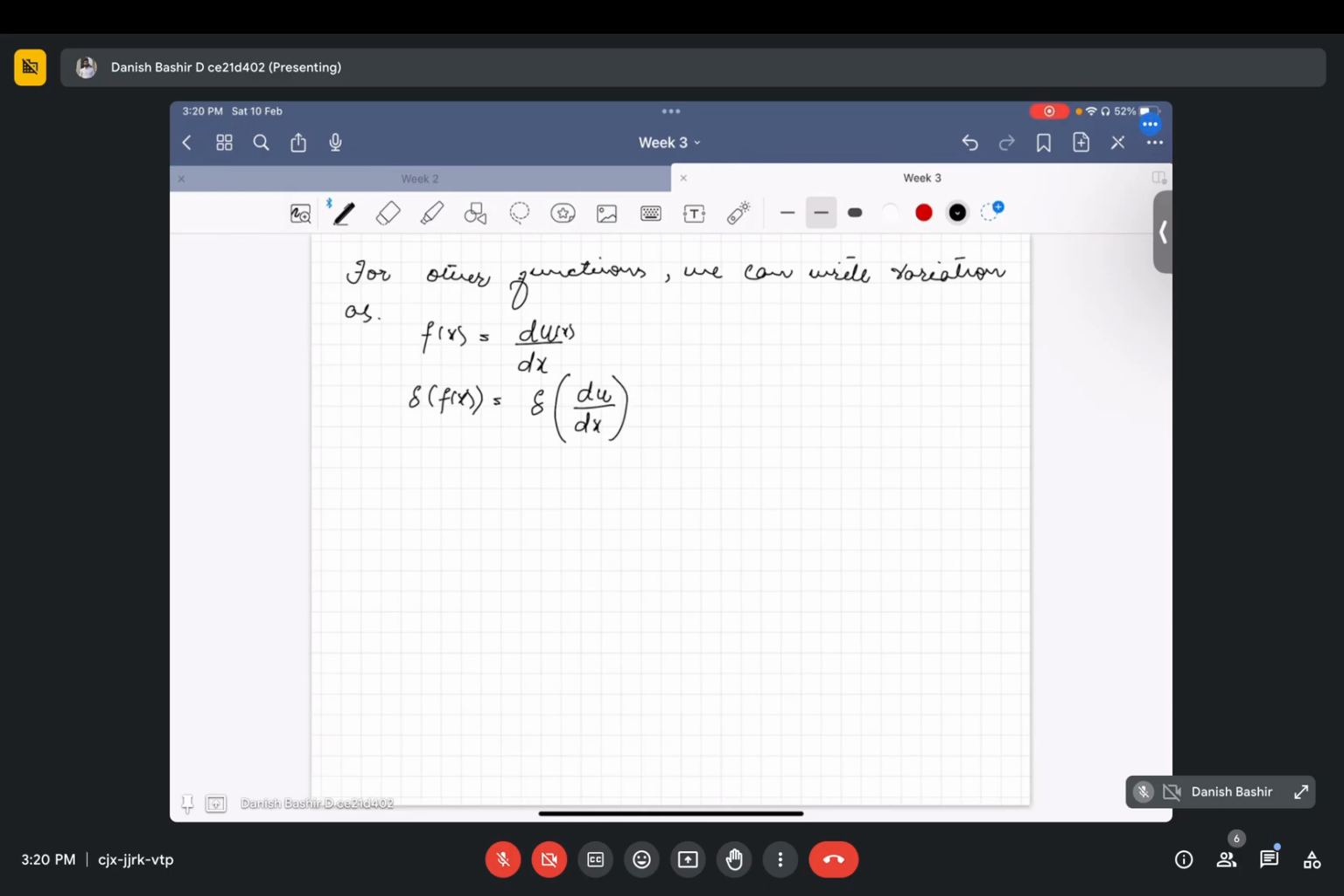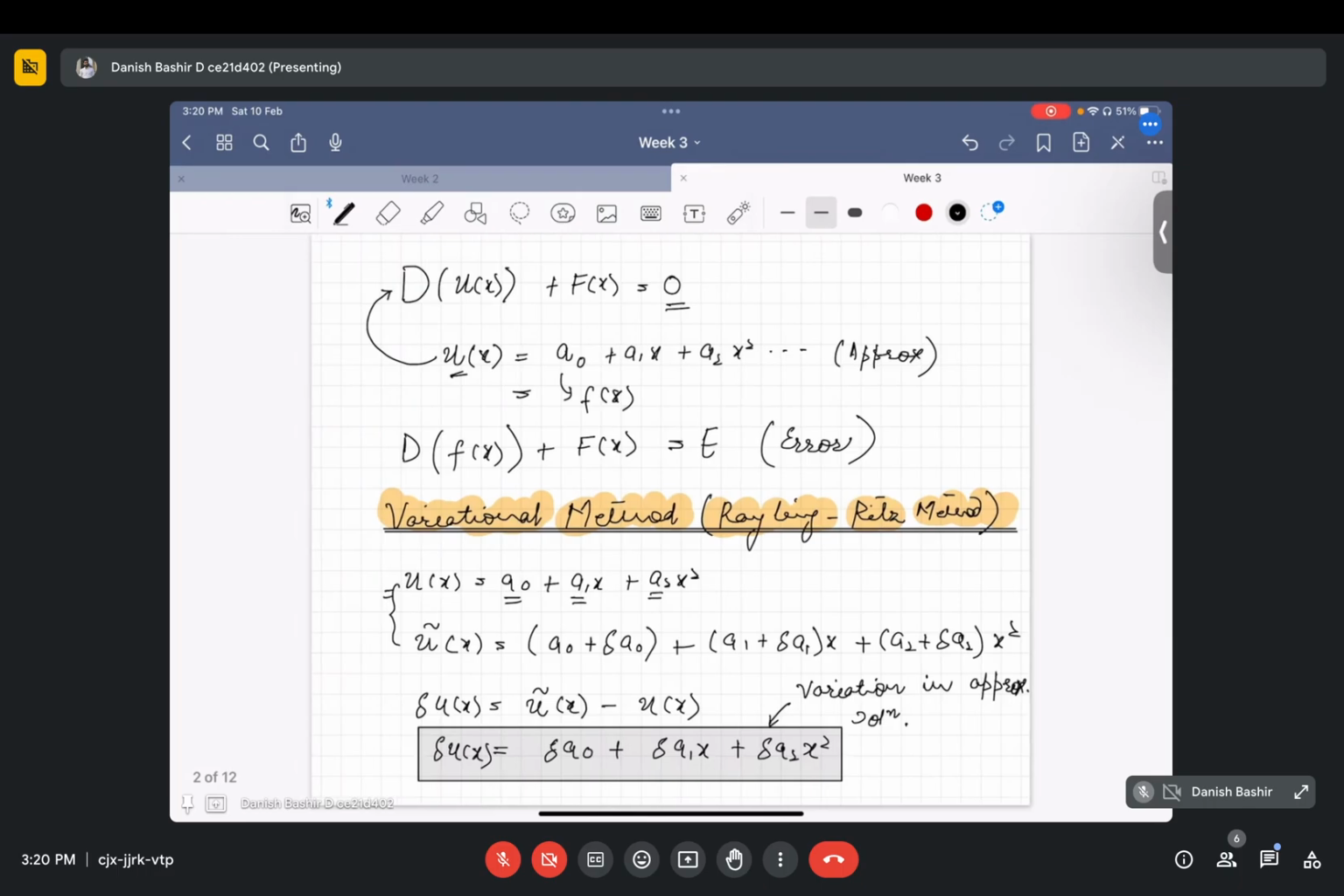Du by dx like this. So I already told you how we write this as a difference between d u bar by dx minus d original u by dx. If we take the derivative of this with respect to x, we will get delta a1 plus 2 delta a2 x. We have to take the derivative of this one.